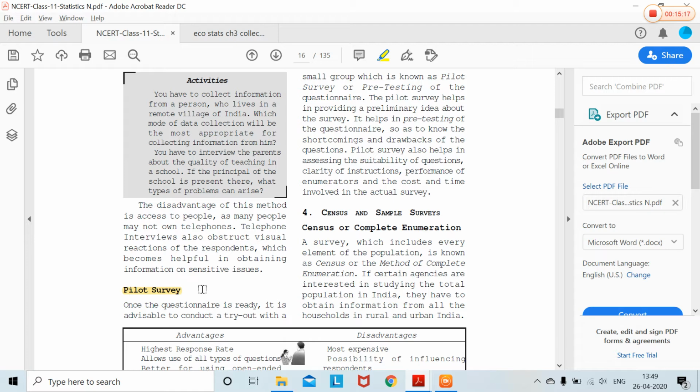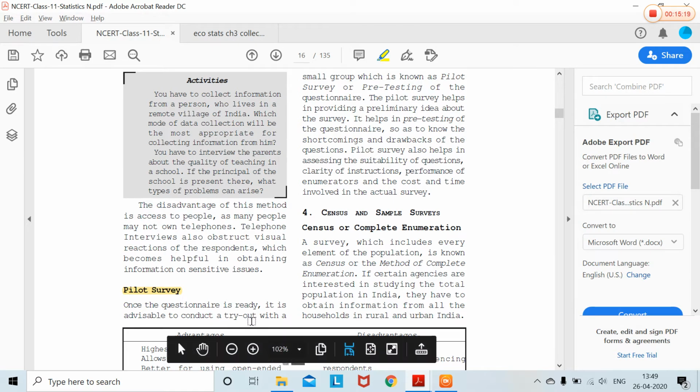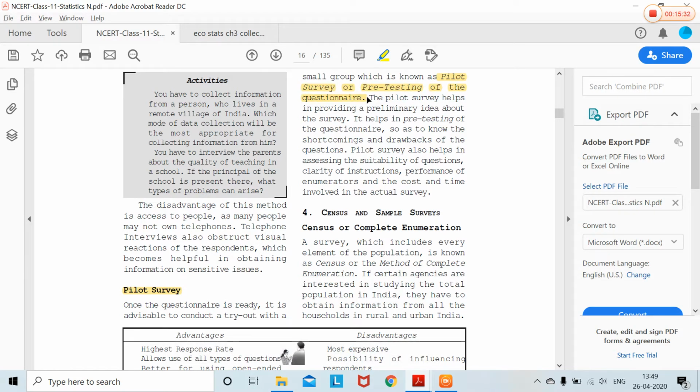Before making the actual survey, once the questionnaire is ready, it is always advisable to conduct a tryout with a small group, which is known as pilot survey. Don't write about this. This is again for understanding, not there in your syllabus. I still want you to know this. The pilot survey, why is pilot survey required? Because it helps in pre-testing of the questionnaire.